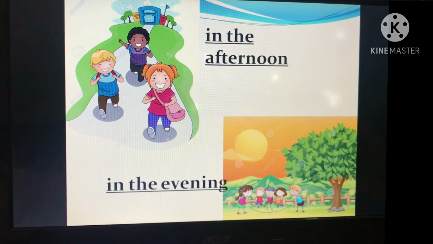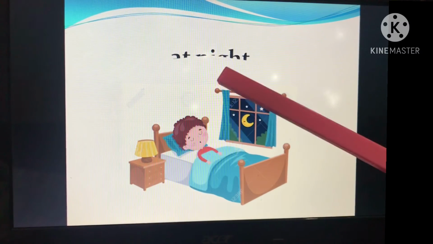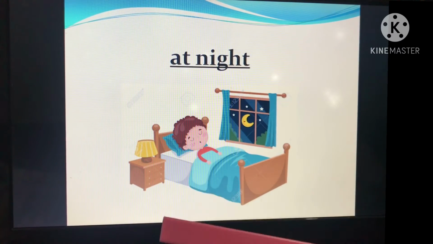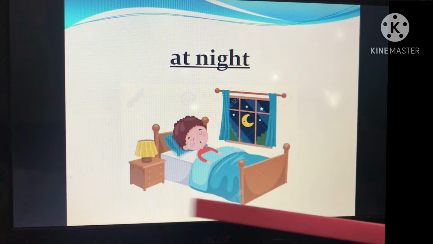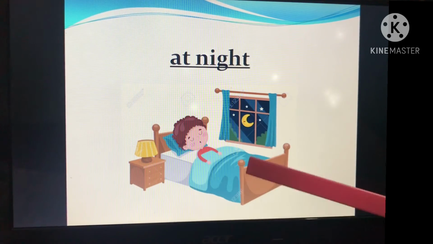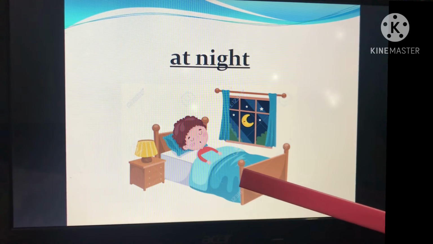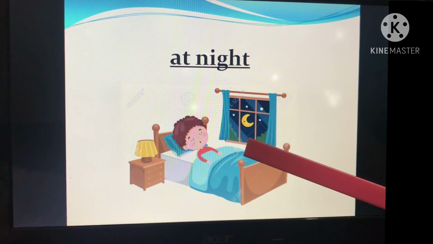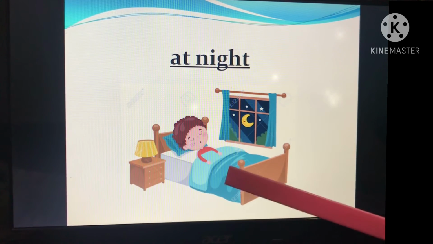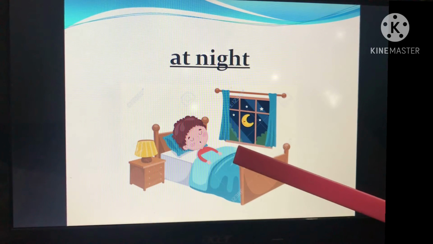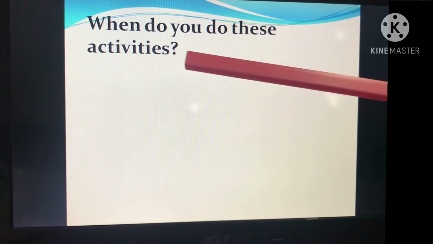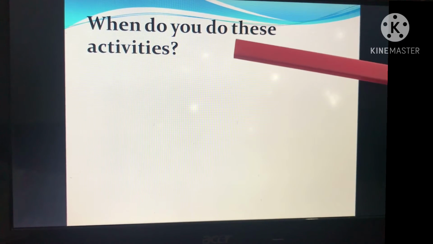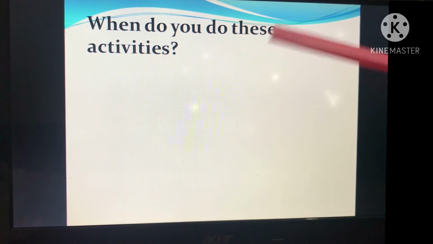And lastly, we have here at night. So what is he doing? If you can see the picture, he goes to bed at night. How about you? When do you do these activities?